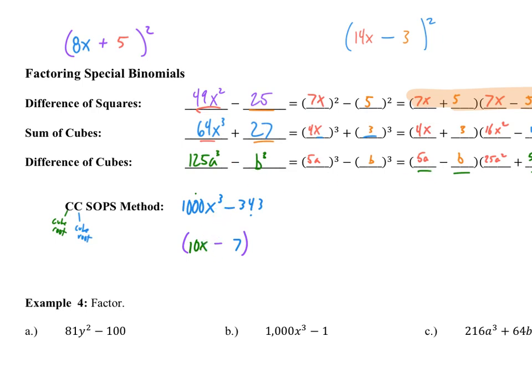And then S stands for square. What that's telling me is to, in the next set of parentheses, the first thing I do is square this. So 10x times 10x, which would be 100x squared. O stands for opposite. So that means I'm going to use the opposite sign. So that would be plus.